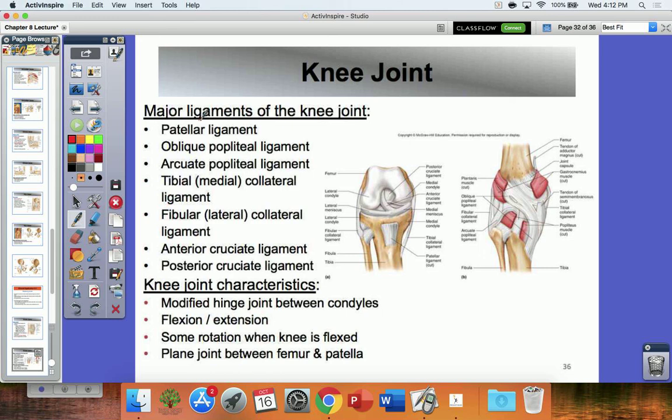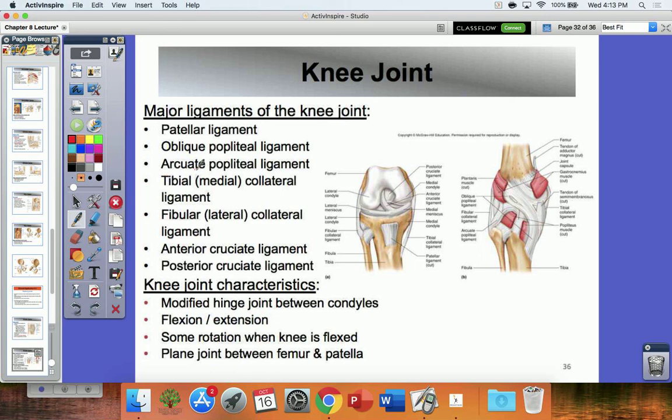We also have a patellar ligament. Again, this is one that should be easily identified as being in the knee joint. Oblique means that it's slanted. Popliteal, hopefully we remember, is the back of the knee. And that's going to be the oblique popliteal ligament here. Oblique means that it's slanted. Popliteal means the back of the knee.